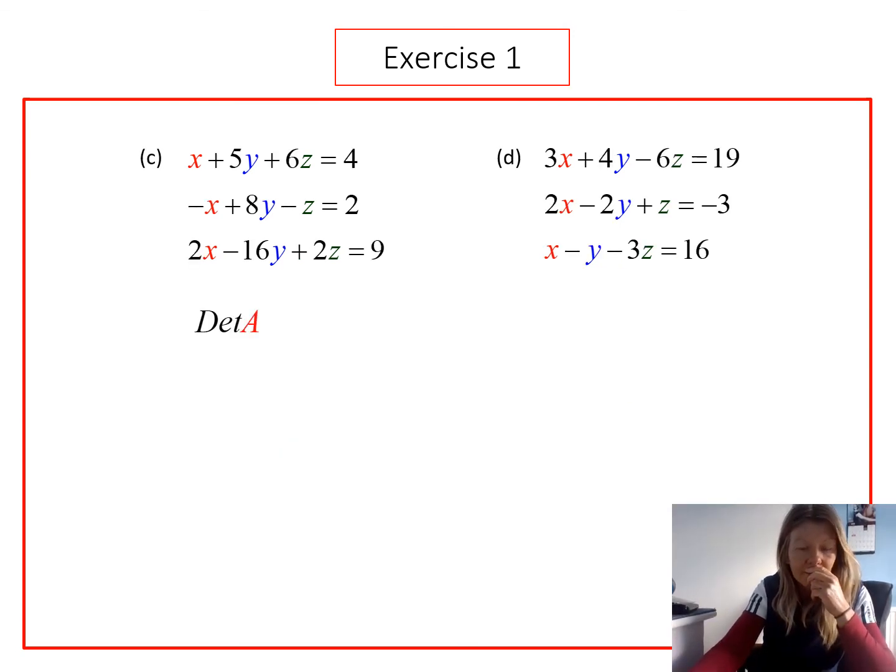C. The determinant worked out to be 0. Again, inconsistent. Were any parallel? Yeah, looking at lines 2 and 3, they look pretty parallel to me.